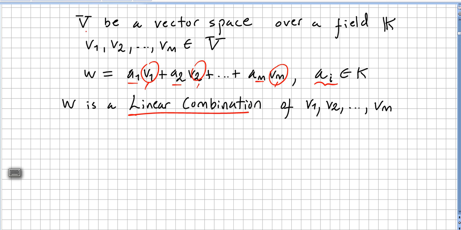So let V be a vector space over a field K, and we are going to pick V1, V2, etc., Vm, all vectors in the vector space V.